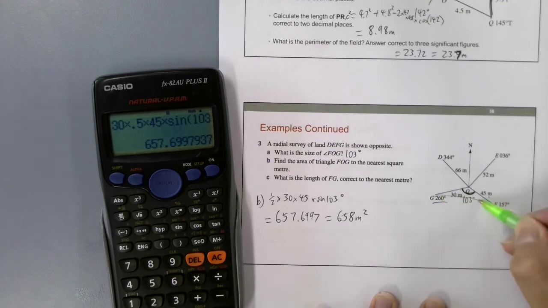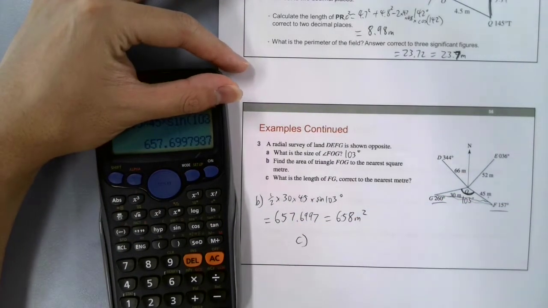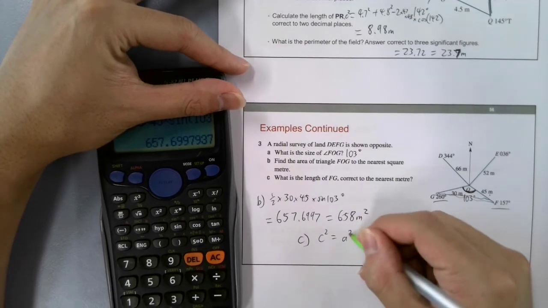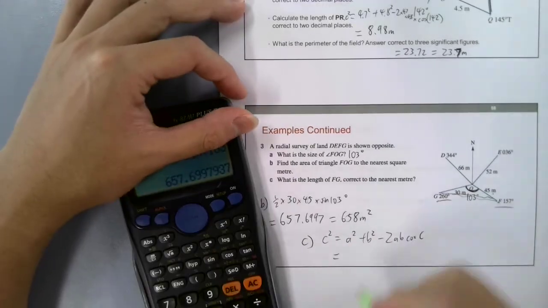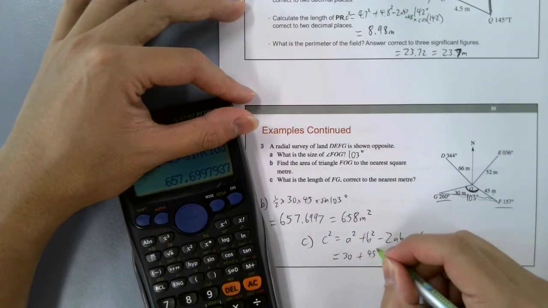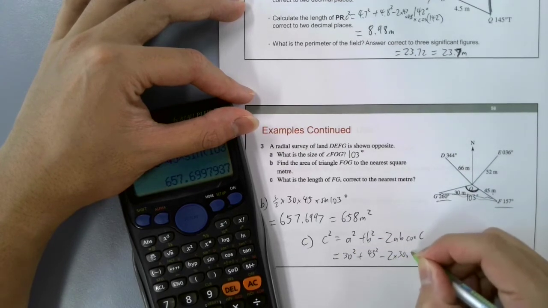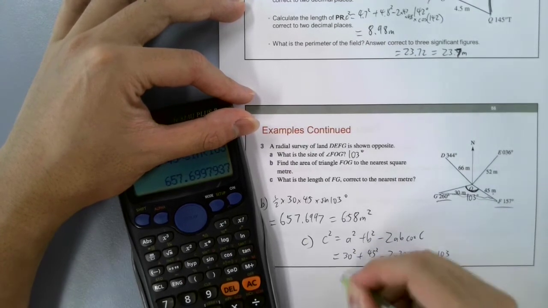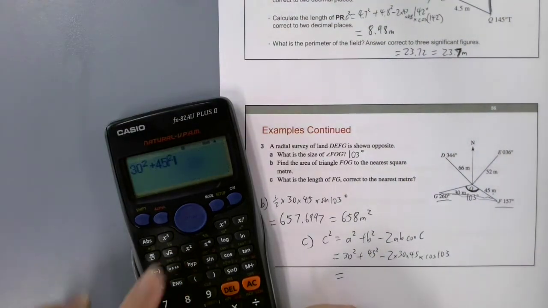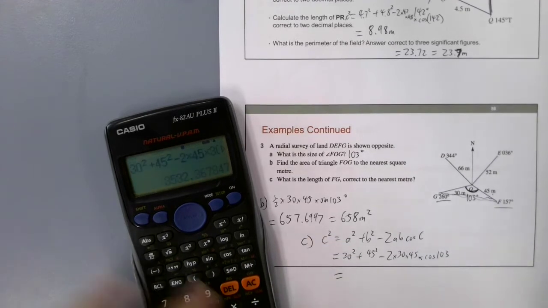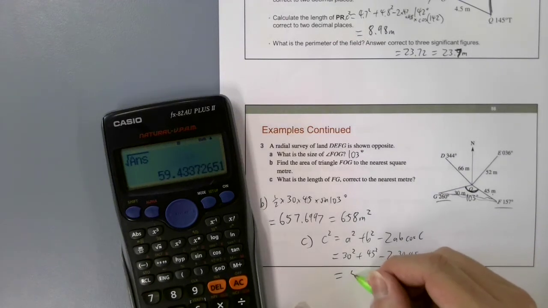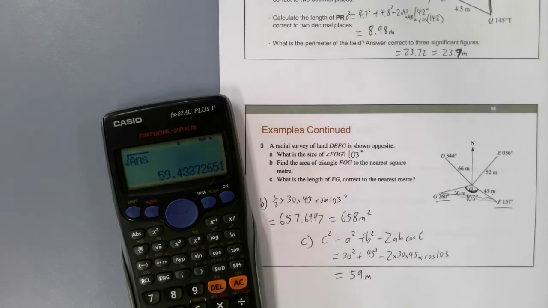Now, for the last question, which asks us to find the distance between F and G, we're just going to be using the cosine rule. So we've got c squared equals a squared plus b squared minus 2ab cos C. All right, a is 30, b is 45, so that gives us 30 squared plus 45 squared minus 2 times 45 times 30 times cos 103. And then remember to square root that afterwards. So the distance is 59 meters to the nearest meter.